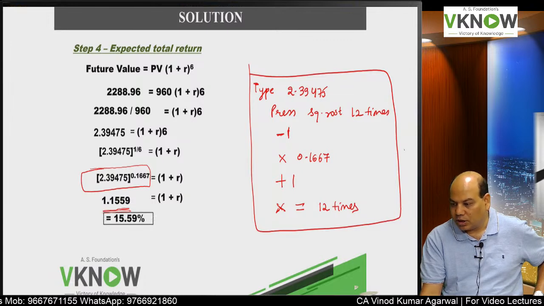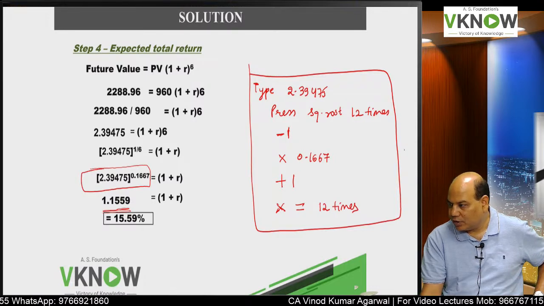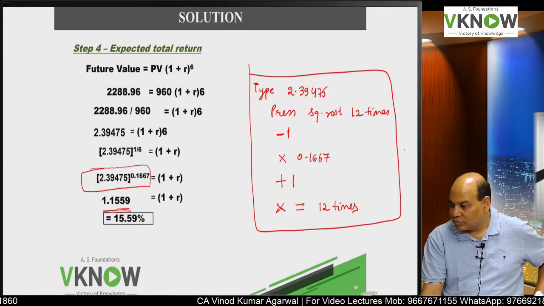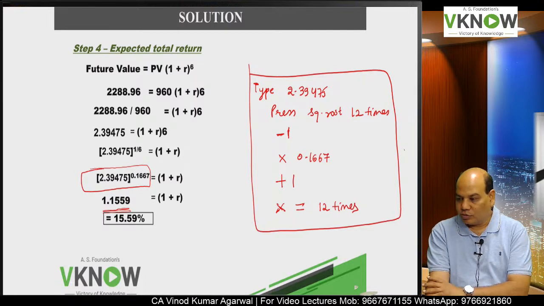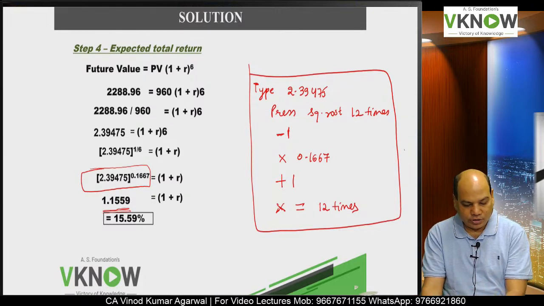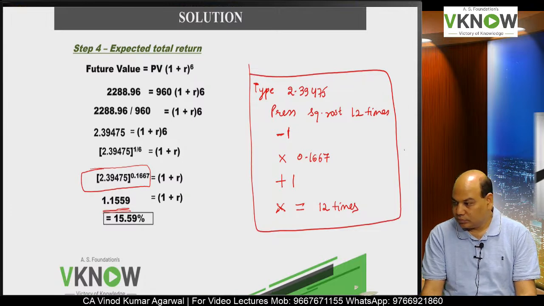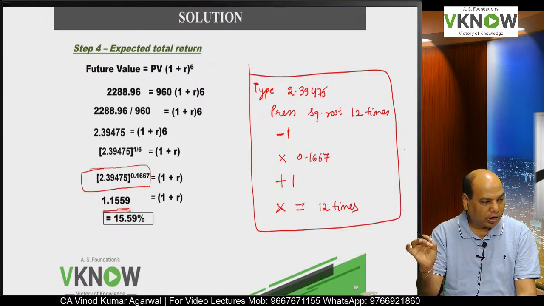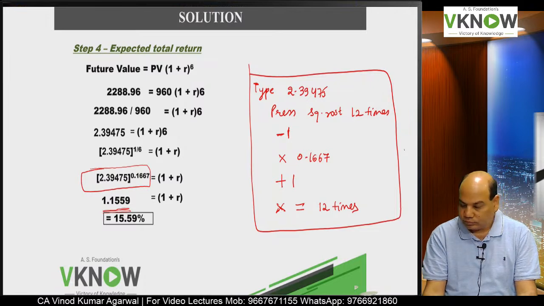So the answer will be r is equal to 15.59%. Are you there on the other side? I am not getting response from all the students. So 15.59% is the realized yield to maturity. So this was little advanced version of the previous question, where you have to also compute the value of the bond at the end of 6th year.